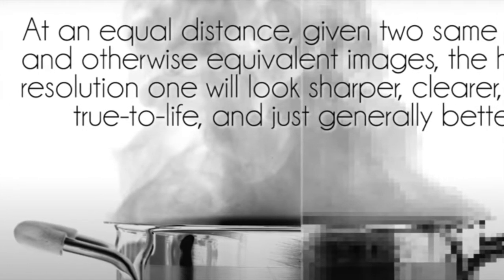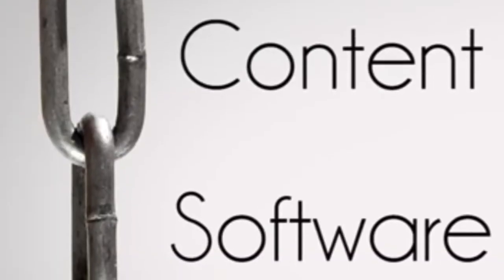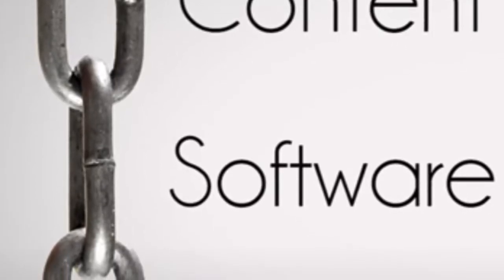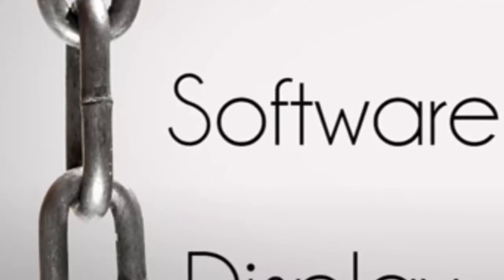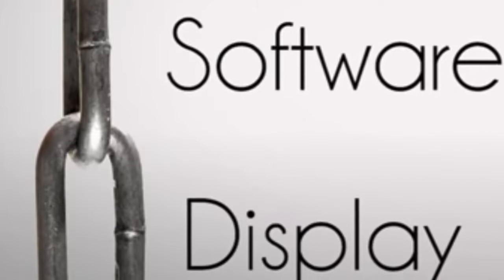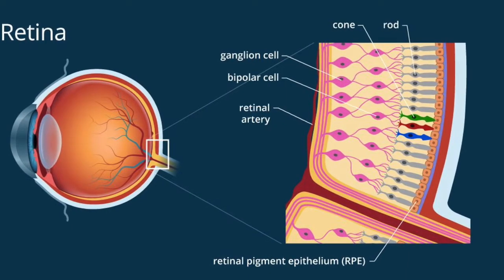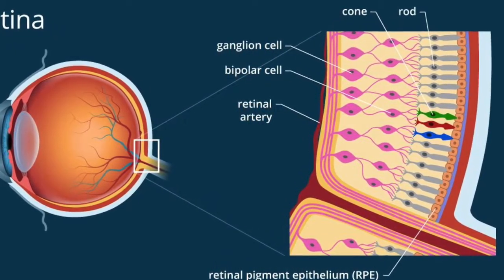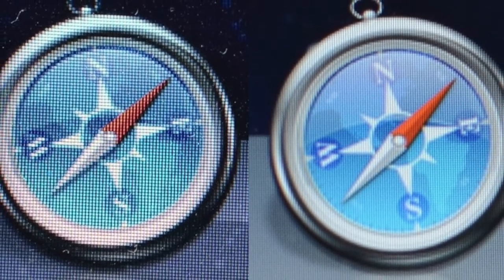To a point. First, there is a requirement that all links in the chain, the content, the software, and the display, need to be capable of the resolution you are trying to achieve. Or you'll realize that the capability of your weakest link is what holds you back. And second is that there is actually an upper limit to what your eye itself can resolve. Anyway, the marketing term that Apple coined for this is retina.